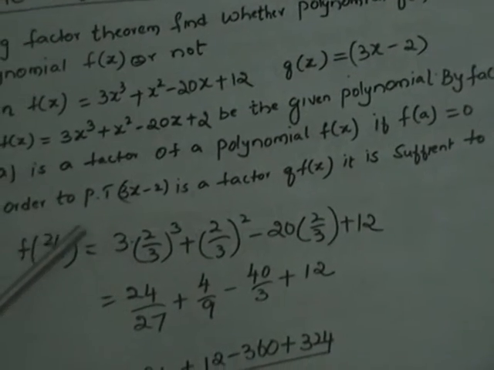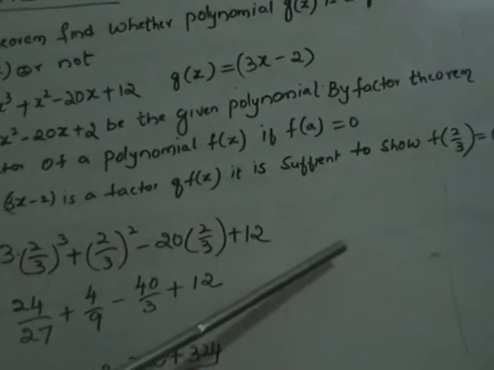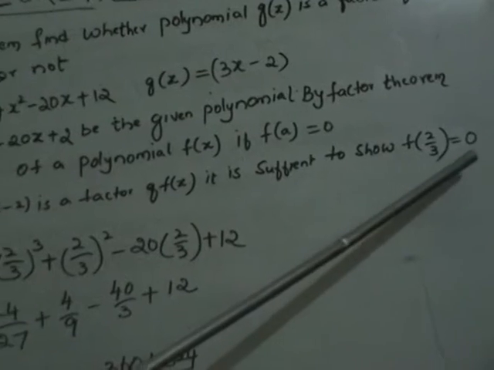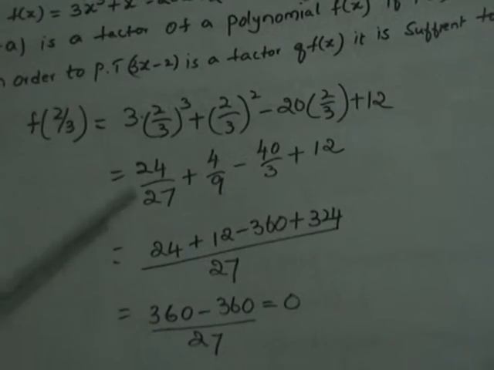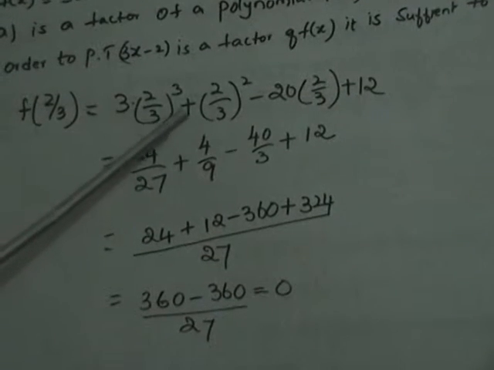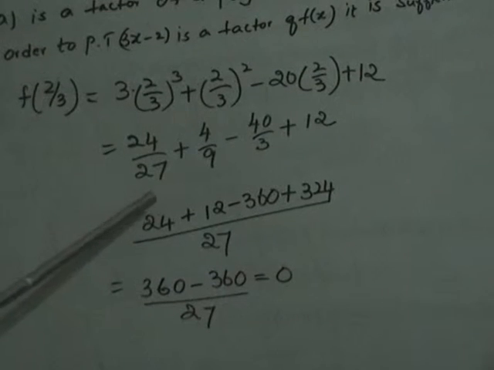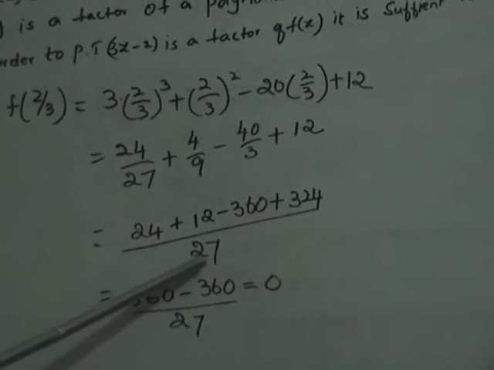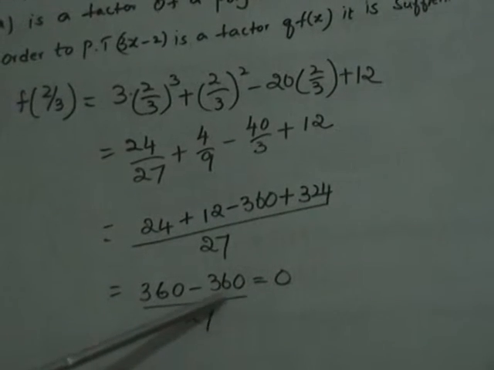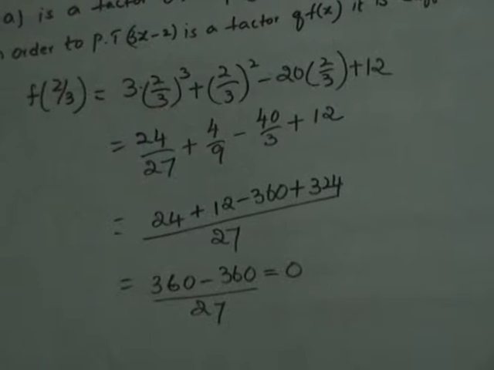In order to prove that 3x minus 2 is a factor of f of x, it is sufficient to show that f of 2 by 3 is equal to 0. Hence, substituting 2 by 3 in the above expression, we have 3 into 2 by 3 whole cube plus 2 by 3 whole square minus 20 into 2 by 3 plus 12, that is 24 by 27 plus 4 by 9 minus 40 by 3 plus 12. Taking 27 as the LCM, you get 360 minus 360 by 27, which is 0. Hence, it is proved.